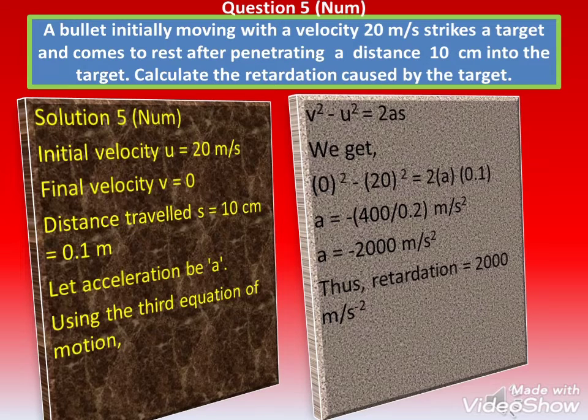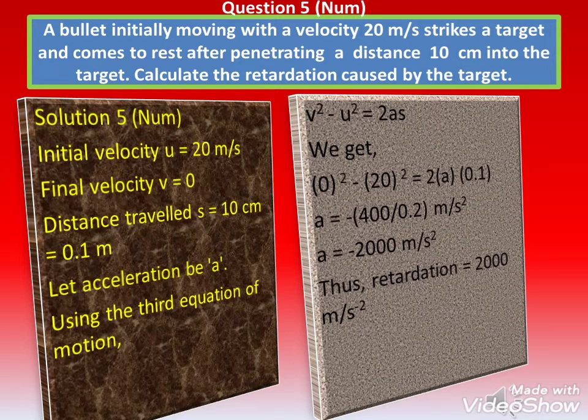Solution. Initial velocity u is given as 20 meter per second. Final velocity v is equal to 0 because this bullet strikes a target and comes to rest. Coming to rest means the final velocity becomes 0. And the distance travelled is given as 10 centimeter. We have to convert it to SI unit. So 10 centimeter is equal to 0.1 meter. To convert centimeter into meter, we have to divide it by 100.